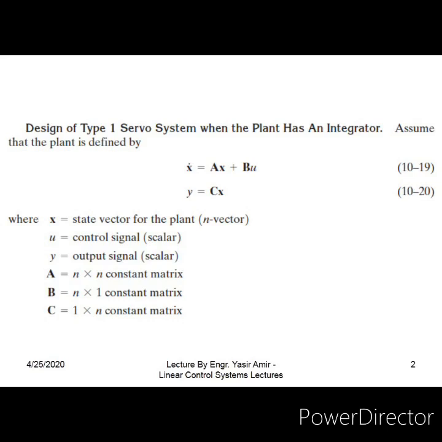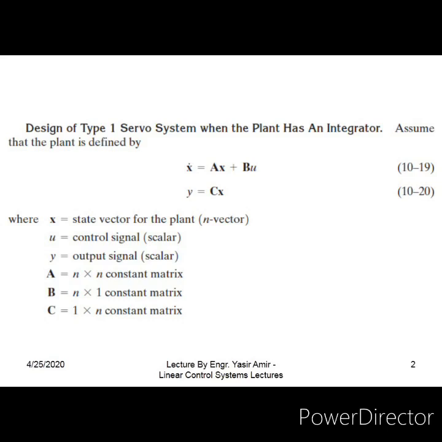Now in this slide you can see that this is our system that we want to control. Again, x is the state vector. It has n rows and one column. U is the control input. In this lecture and the previous lecture, U is a scalar. We have one input, we have one output. Y is also a scalar.